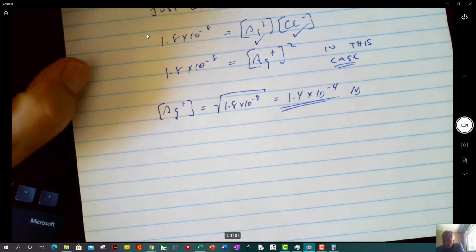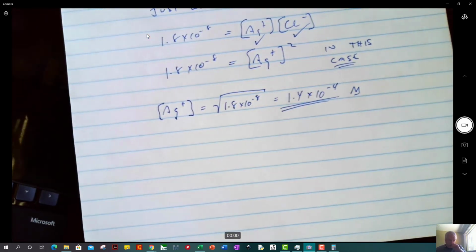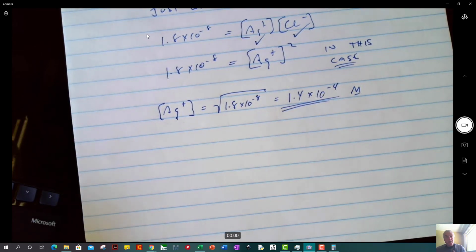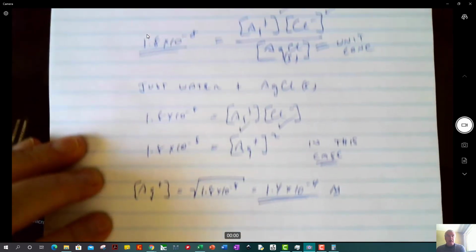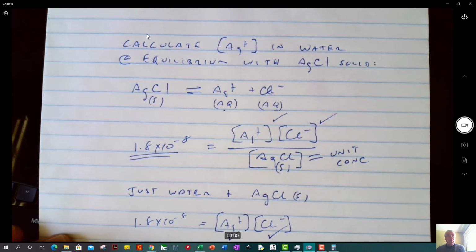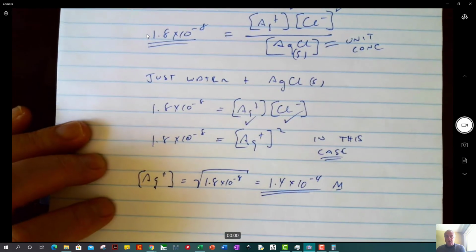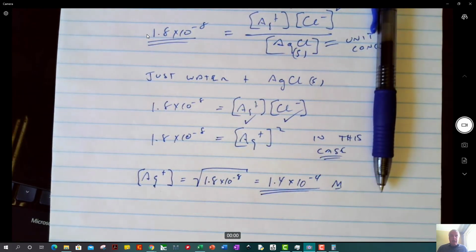And so while silver chloride is quote unquote insoluble, it is slightly soluble. So it's called insoluble. So this is just an example of how to do an equilibrium calculation. We'll go over some of the slightly more complicated versions in the near future.